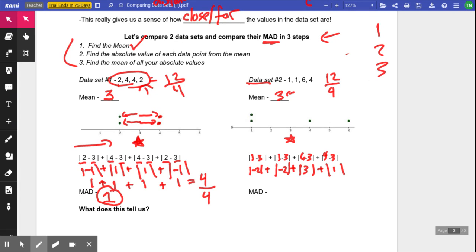The absolute value of negative 2 is 2, plus the absolute value of negative 2 is 2, plus the absolute value of 3 is 3, plus the absolute value of 1 is 1. So I have that addition to do there. So 2 plus 2 is 4, plus 3 is 7, plus 1 is 8. And we need to take 8 and divide it by how many different points did we have? We had 4. 8 divided by 4 is 2.